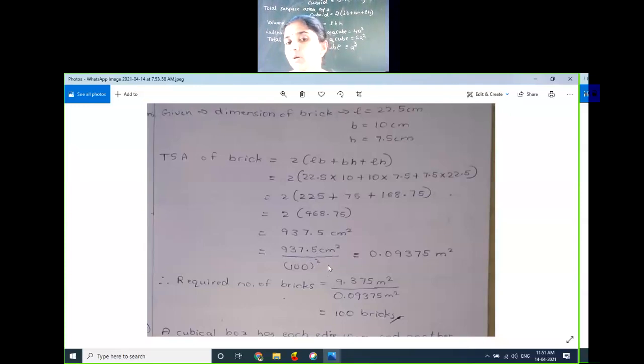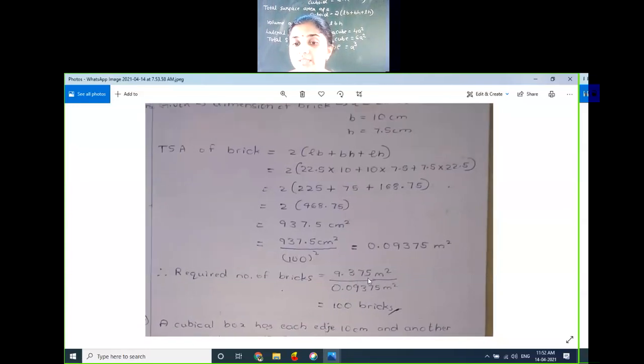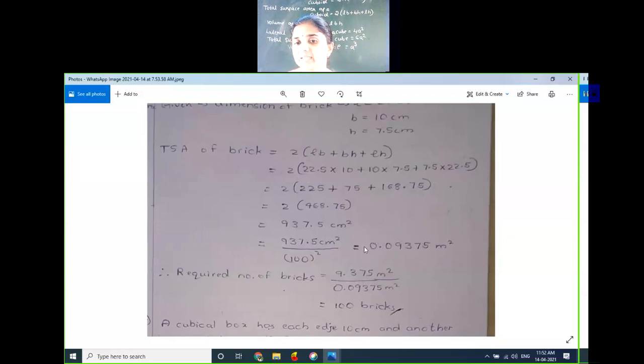We explained this concept in the normal classes, right? Centimeter square to meter square: that's why we divide by 100 into 100. So we got the answer 0.09375 meters square. Calculation part you have to check. Next, one brick has this much area. From this you can easily guess the answer. How many bricks can we paint?